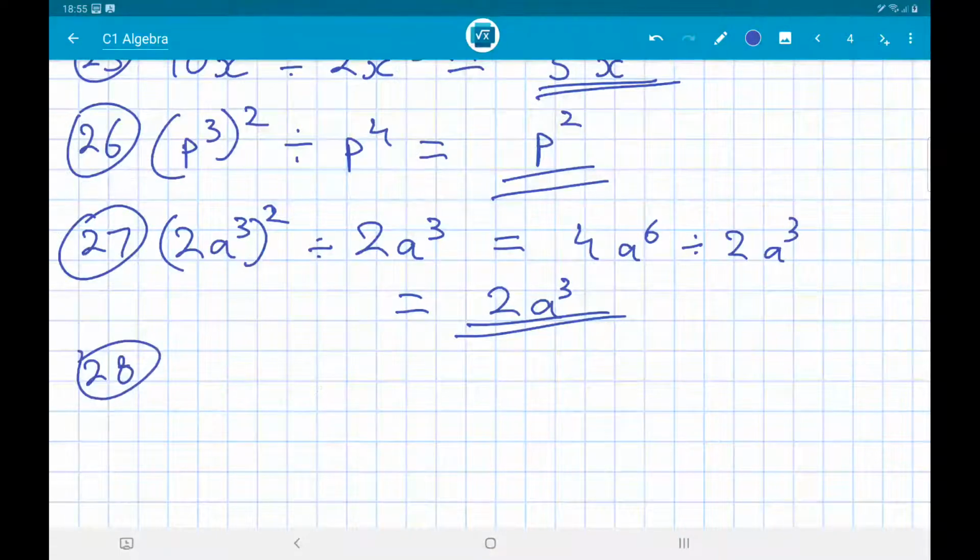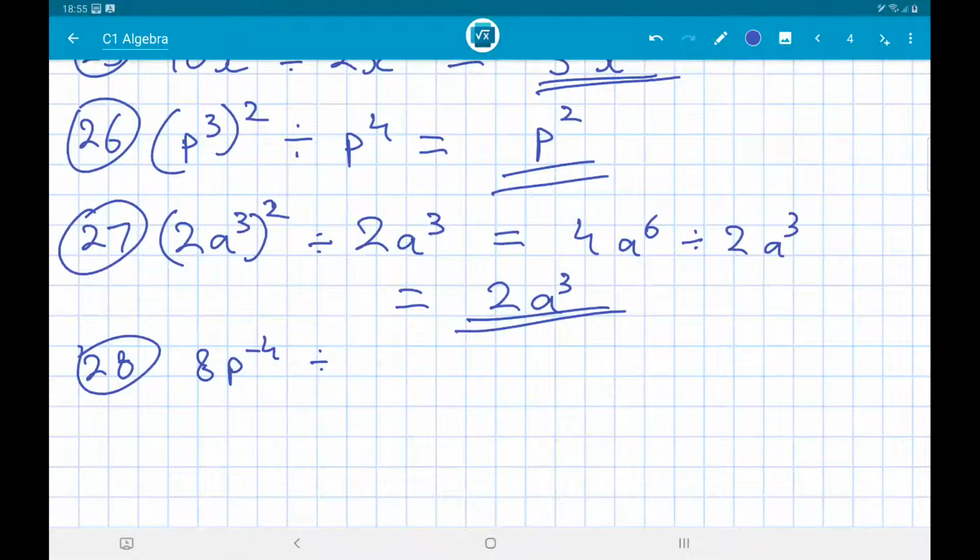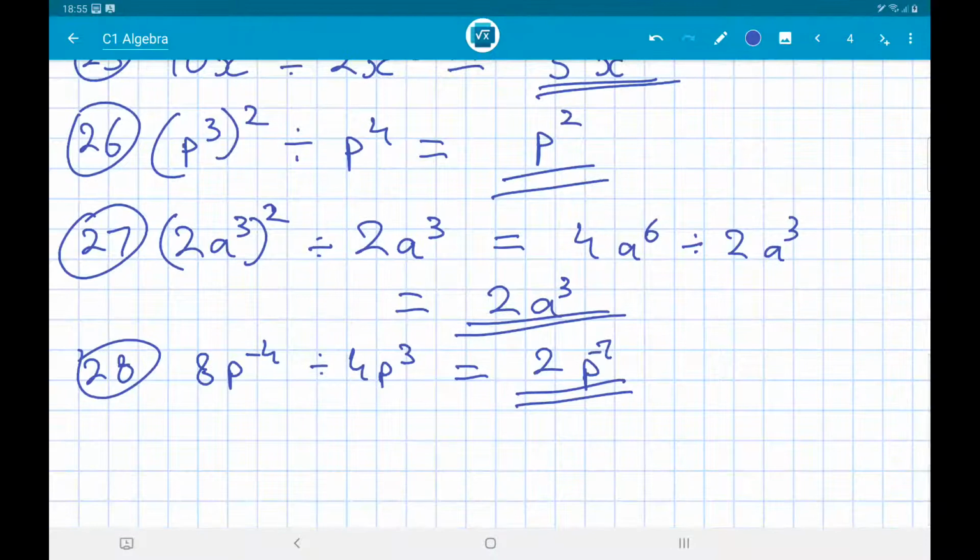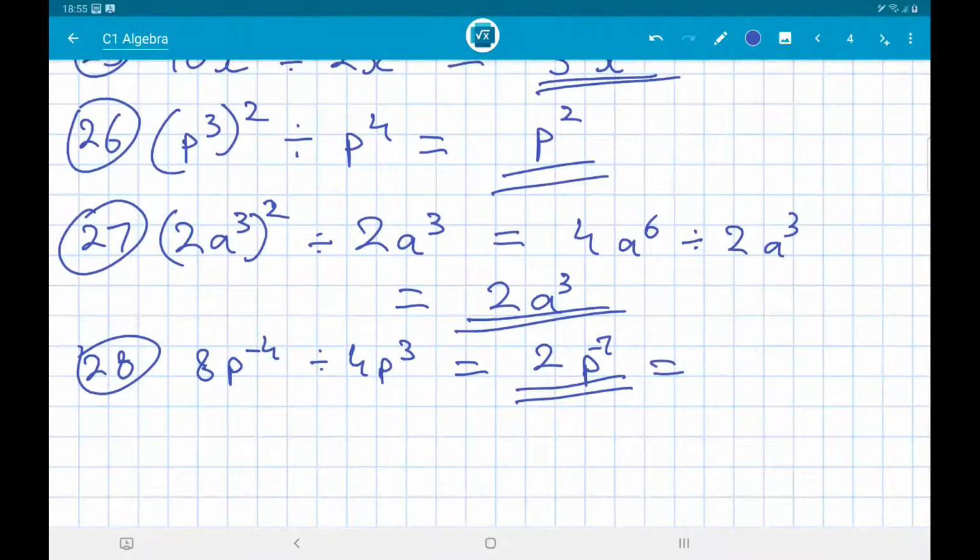28. Let's see if you can try fit in the last 2 ones as well. 28 would be 8p to the minus 4 divided by 4p cubed. Right, and that would be interesting how this would work out. Minus 4 minus 3. So that would definitely just be minus 4 minus 3. Yep, so we have 8 divided by 4, which gives you 2p, and then minus 4 minus 3 is 7. 2p to the minus 7. My apologies. You get a minus over there. Which is also equal to 2 divided by p to the 7.